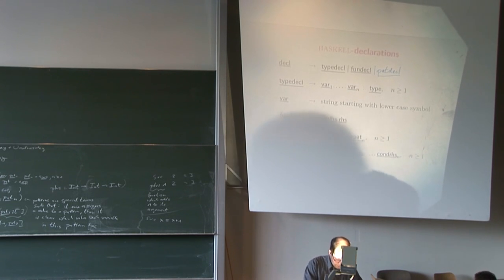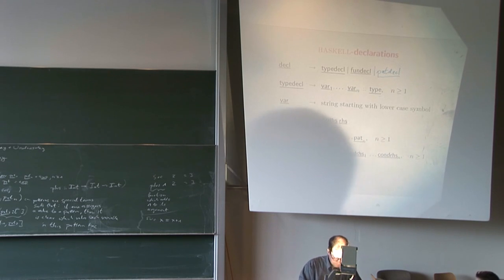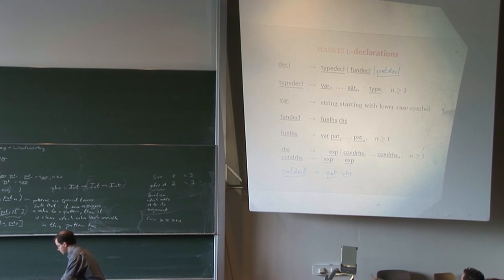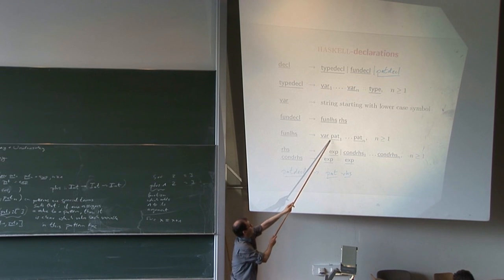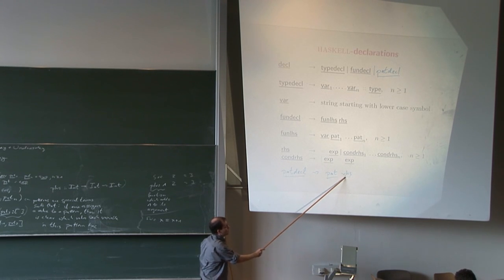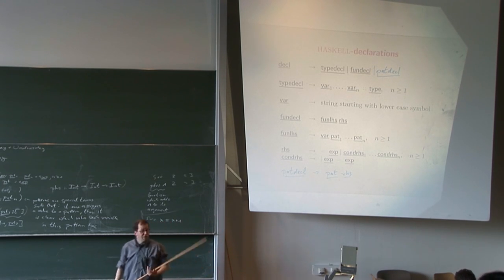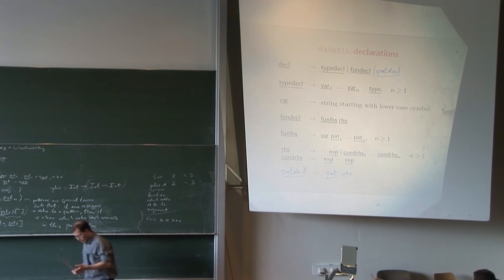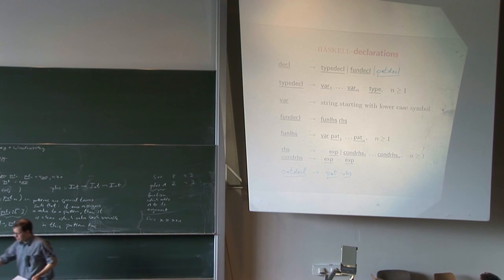Well, it's a pattern, and then it's a right-hand side. So that's the only difference to function declarations. Instead of writing the name of the function and then forms of the arguments, now you simply write a pattern, and then afterwards you have the right-hand side, just as before. So you can also have conditions on these right-hand sides. You can do the same things that you did for functions as well. Okay, so these are pattern declarations.